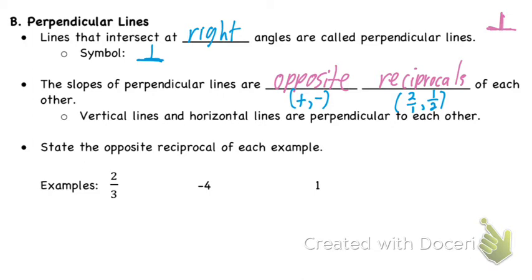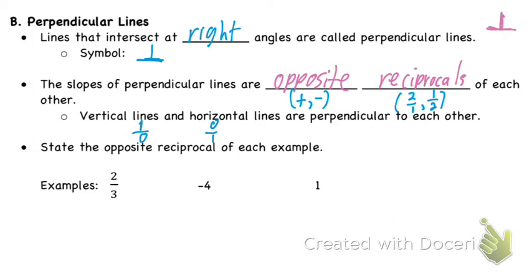Vertical lines and horizontal lines are perpendicular to each other because a vertical line has an undefined slope, so it was some number divided by 0, and a horizontal line is 0 divided by some number. Are those reciprocals of each other? Yeah, so they're perpendicular. That's why horizontal and vertical lines are perpendicular. Okay, questions on that? No, sir.